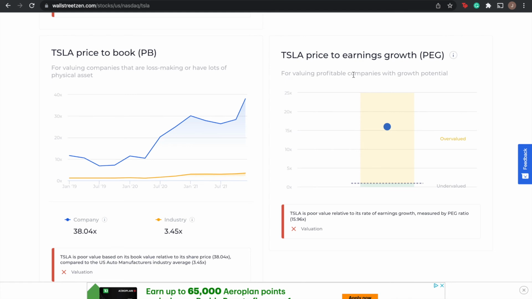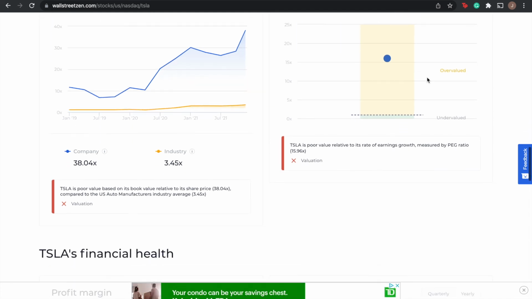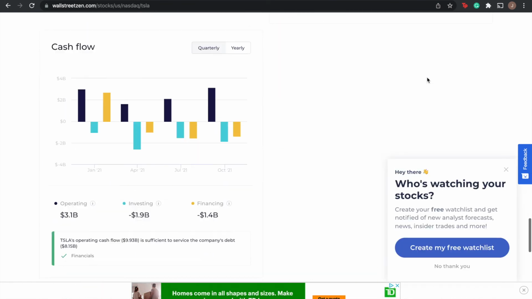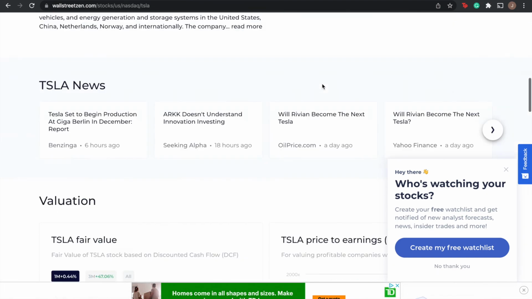Obviously, it says here for valuing profitable companies with growth potential. We'll talk about that in another video, perhaps. But there's lots of other great information on here. It's a really good website if you want to become a value investor or are a value investor already.